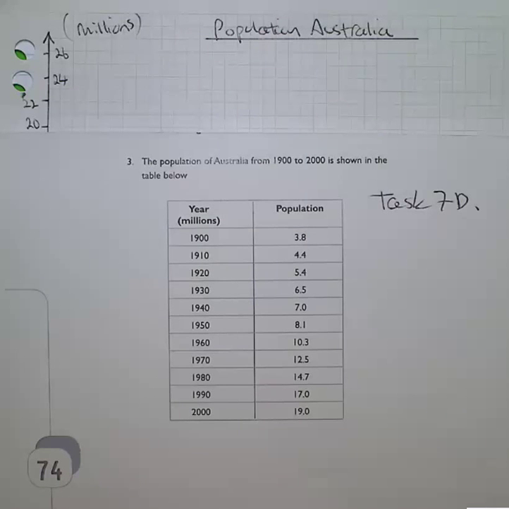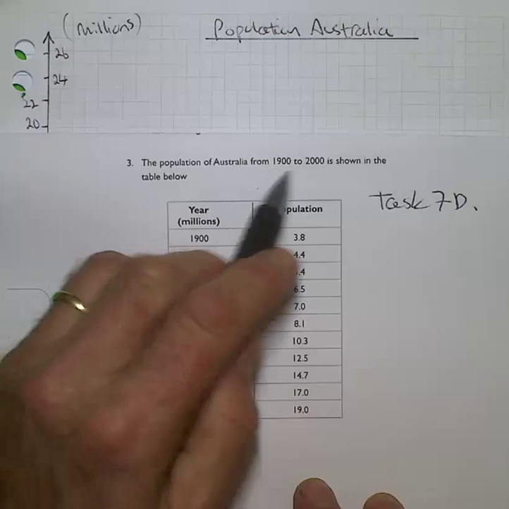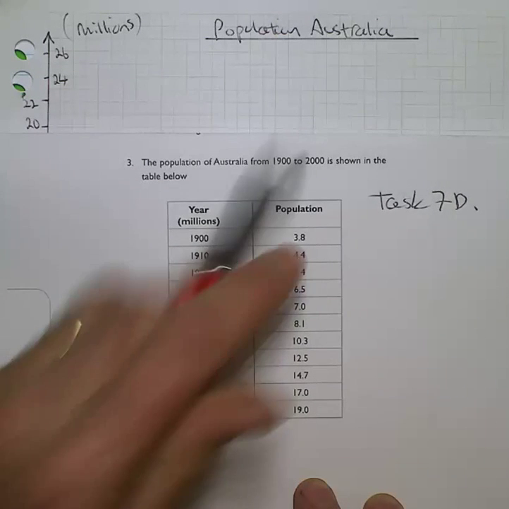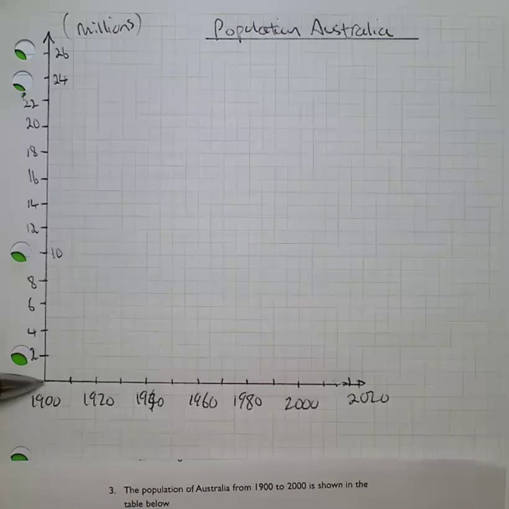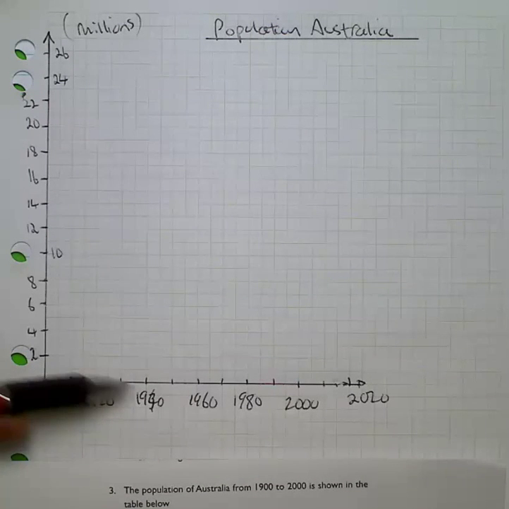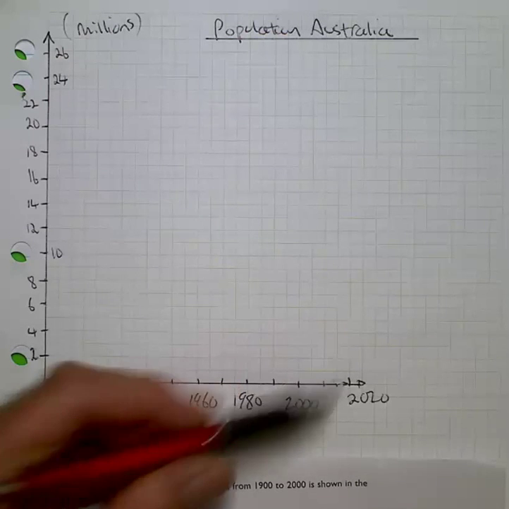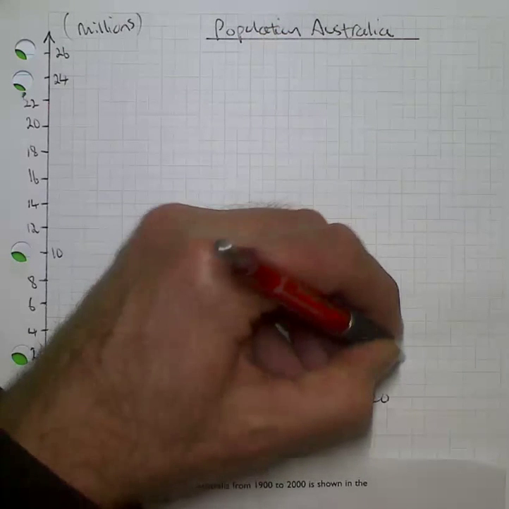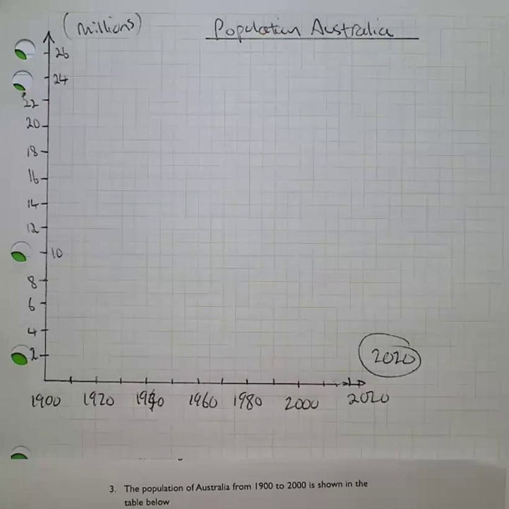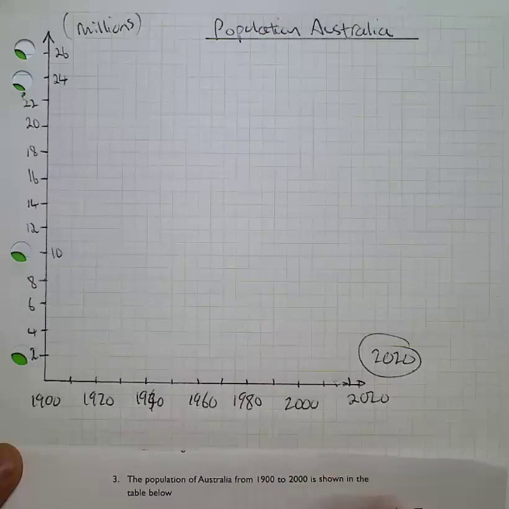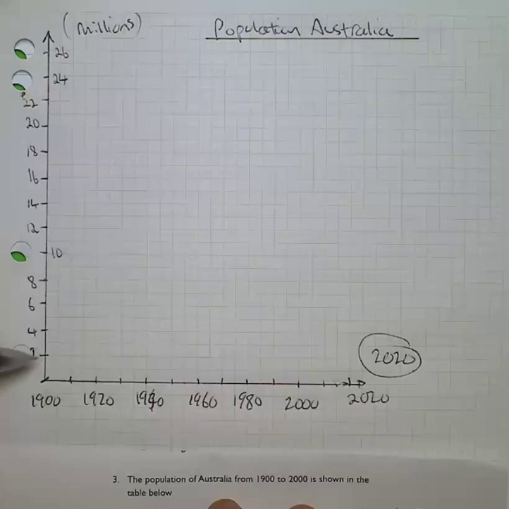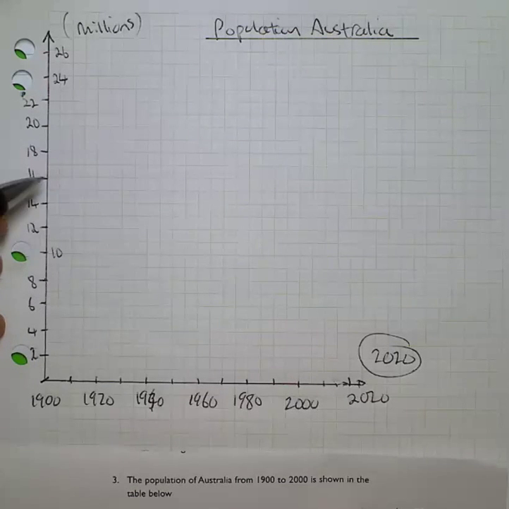In task 7D, number 3, you're asked to construct a line graph showing Australia's population from 1900 to the year 2000. Now, I've constructed my graph in the following way. I've gone 1900 on my grid paper, 10, 20, 30, 40 through to 2020. Please notice I've done that as there's a question where I'm asked to extend my population a little bit further. And on the y-axis, going up in 2 million groupings.